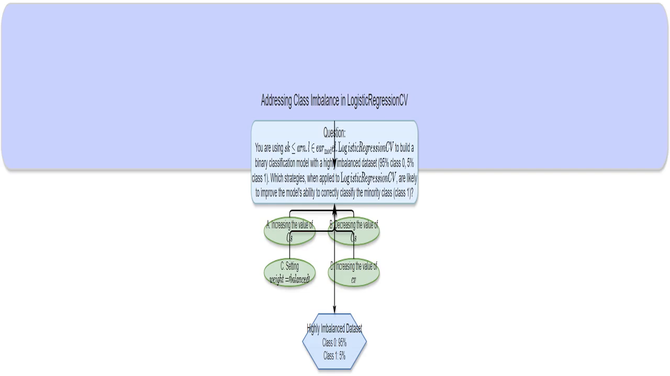This phrase highlights the core challenge. We're dealing with a dataset where one class, the minority class, is vastly underrepresented compared to the other, the majority class. This imbalance can severely skew the performance of our model if left unaddressed. I need to find strategies to help my model recognize the minority class better.